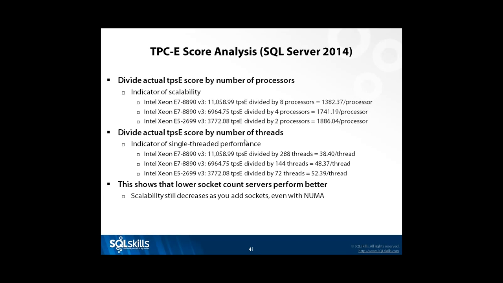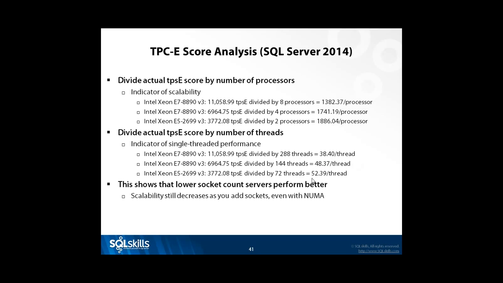And then the other way you look at this with these numbers is take the actual score and divide it by the number of threads on the system. And that gives you an indicator of how fast the single-threaded performance is, which is really critical for OLTP performance, because remember, your query is running on 1 thread, and the faster your single-threaded performance is, the faster your query will be if you don't have any other bottlenecks. So we take these same numbers and divide it by the number of threads in the system, and you can see the score goes up as you go from this one to this one to this one.